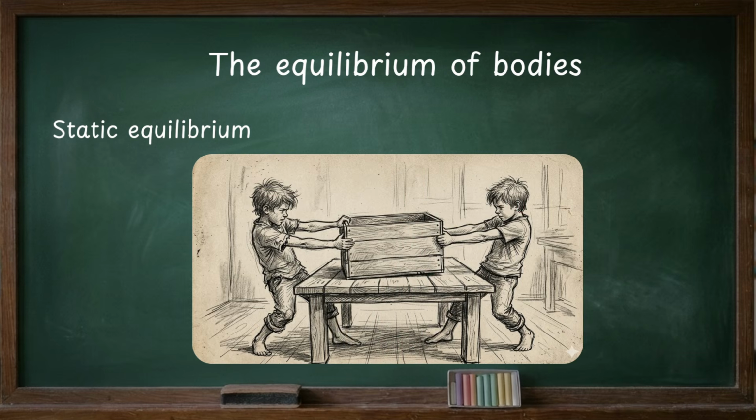Imagine a box sitting on a tabletop. If you pull it to the left with a certain force, and a friend pulls it to the right with the exact same amount of force along the same line, the box won't budge. The forces are equal and opposite, meaning there is 0 net horizontal force acting on it.